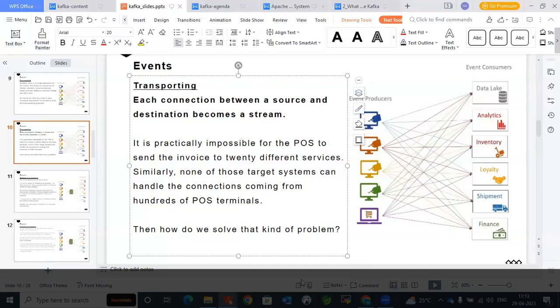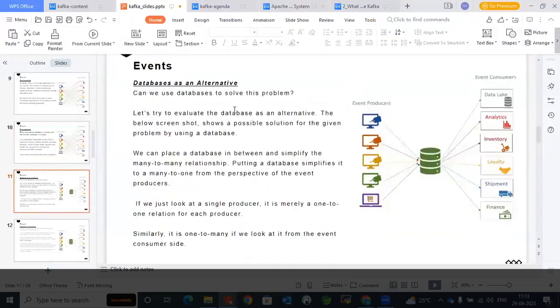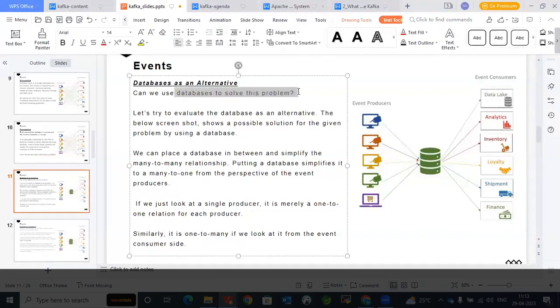So how do we solve this kind of problem now? Shall we use a database as an alternative? Meaning, can we use a database to solve this problem? Let us try to evaluate the database as an alternative. The screenshot below shows a possible solution for the given problem using a database. Let's say this POS system will send the invoice copy to the database and store it there, and then the shipment service gets it from the database. Let's say an invoice is being sent.